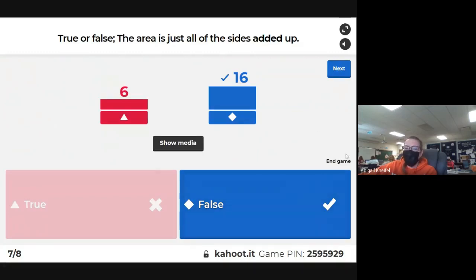Correct. It is false. How are we getting that wrong? Perimeter is when you add up all the sides. Area is when you multiply the one side and the other side. Length times width. Friends, I don't know how we're getting that wrong.